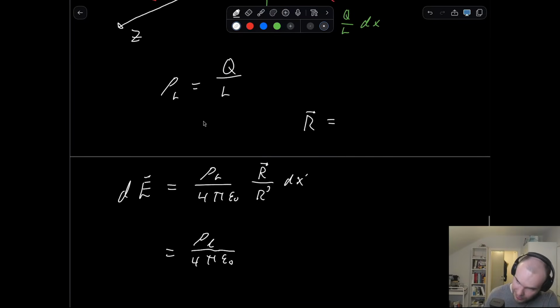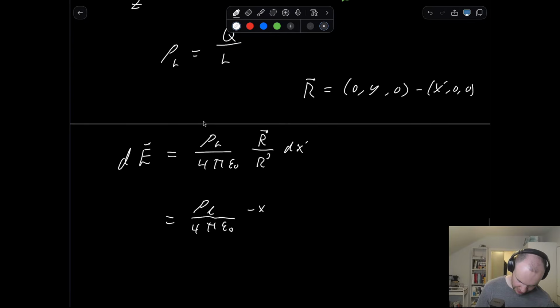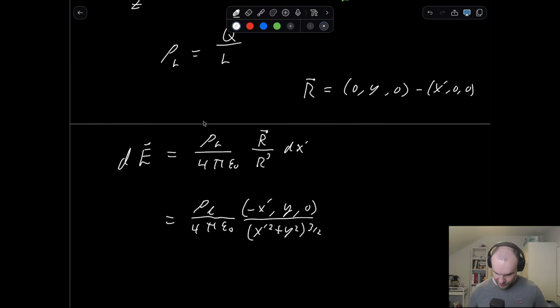is, of course, that rod, and that rod just someplace on that rod. So I just write 0, y, and 0, our position, minus someplace on that rod, and that's just r, x, I mean prime, and prime just notifies that this is indeed what we are integrating over. So that is, of course, just minus x prime. And then, of course, what we have is y and then 0. And then we have x prime squared plus y squared, and that's 3 over 2. Just like that. And that is, of course, just dE, and that should be correct.